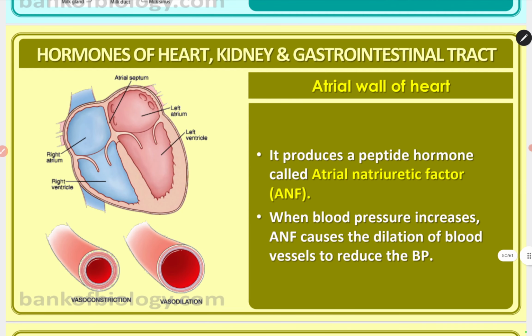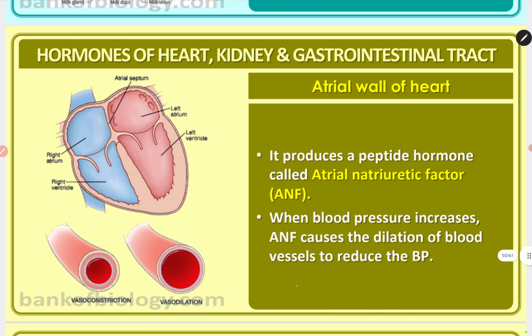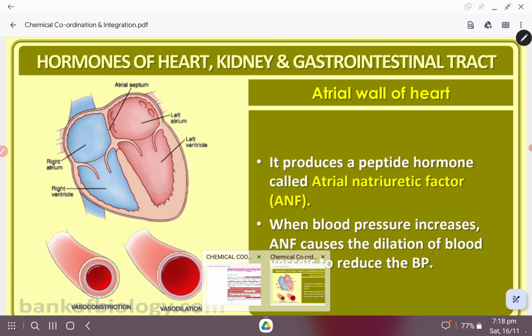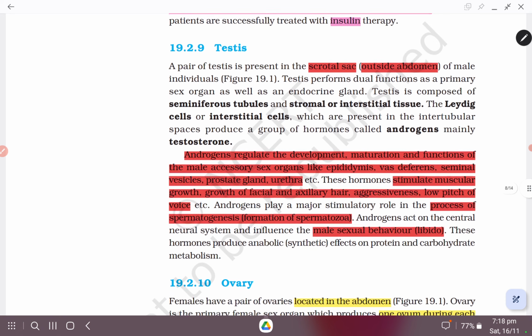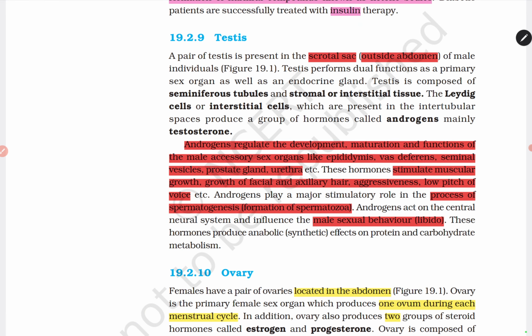Hormones of heart, kidney, gastrointestinal tract. Let's see the NCERT, what it says. Here, same points are given. A pair of testes present in the scrotal sac outside abdomen of male individual, and it performs dual functions as a primary sex organ as well as endocrine gland because it produces hormones.